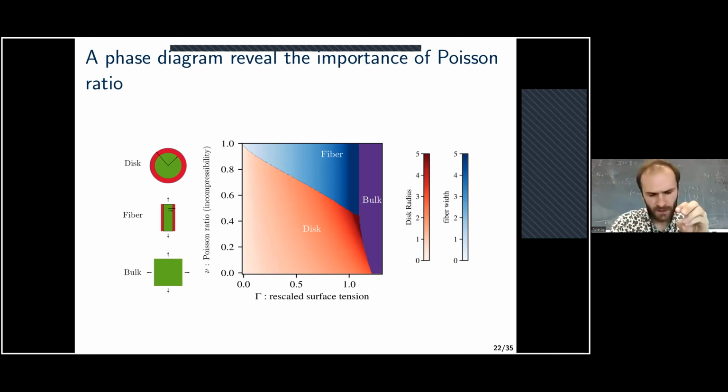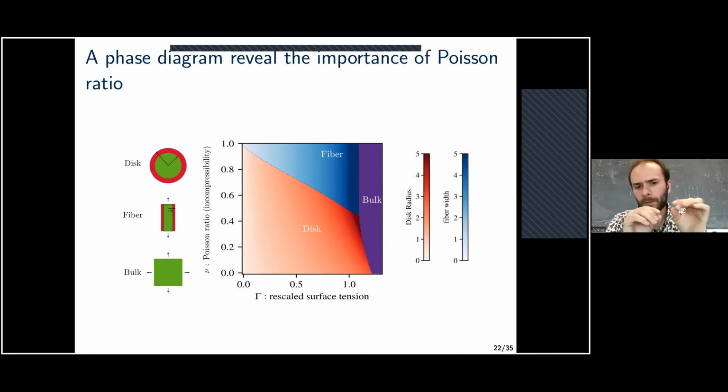What we can see on this phase diagram is, first of all, there are two important parameters. The first one is the surface tension, and that's quite obvious. I mean, we knew that before. And the second point is that the mechanical parameter that is important to distinguish whether we're going to form a disk or a fiber is the Poisson ratio. The Poisson ratio is related to how compressible a particle is. So that's the Poisson ratio of the different coupled elastic sheets.